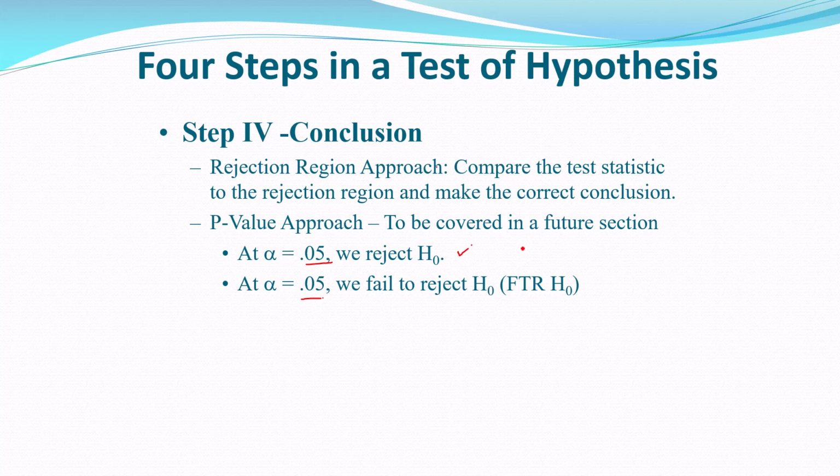Now, you see FTR H naught. That's the abbreviation that I'll use, FTR. Save some letters, save some time. So you may see that in the notes in the future. When you make your conclusion, you're either rejecting or you're failing to reject the null hypothesis. Now, one last topic on this slide.